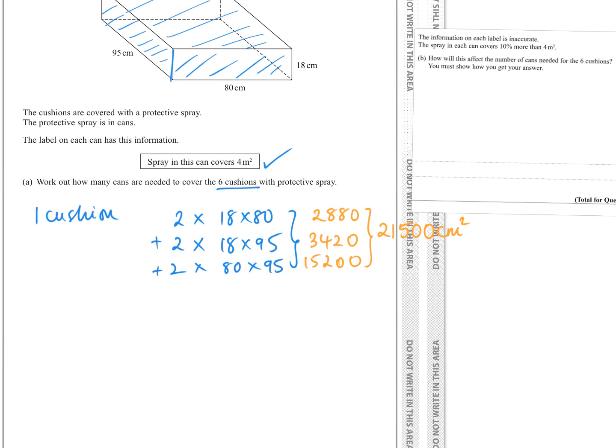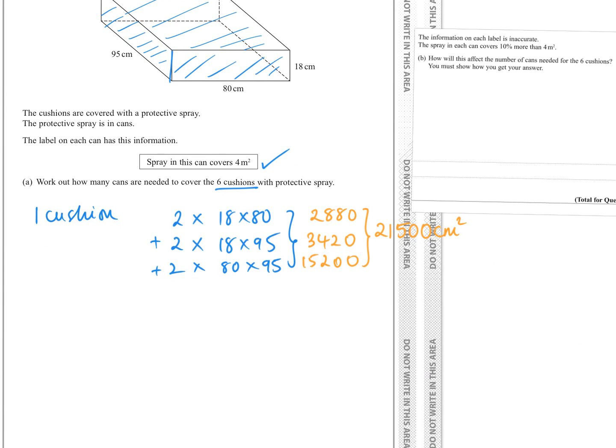Let's create a little bit more room here. So I'm going to convert 21,500, that's one cushion, and I'm going to times that by 6, and then I'm going to convert into metre squares, so bear with me. So 21,500 times 6, that'll be 129,000 centimetre squares.